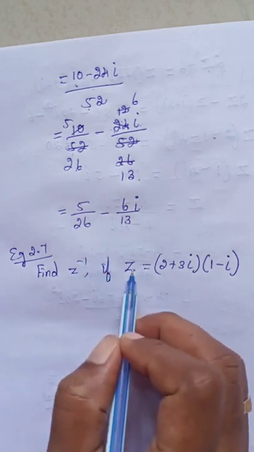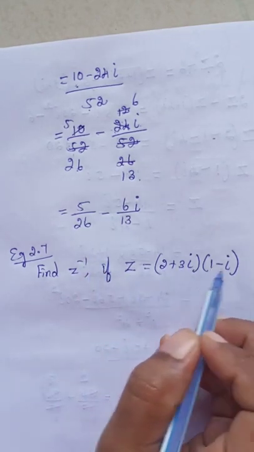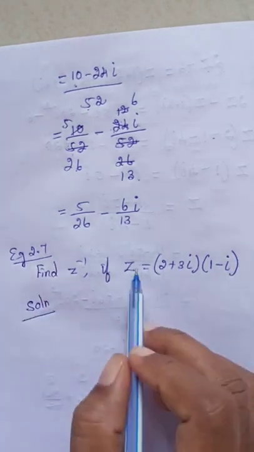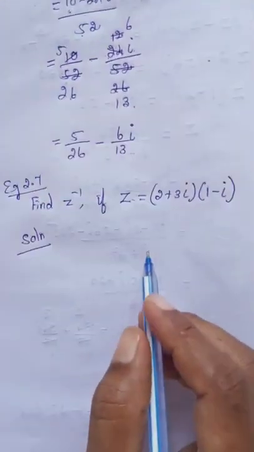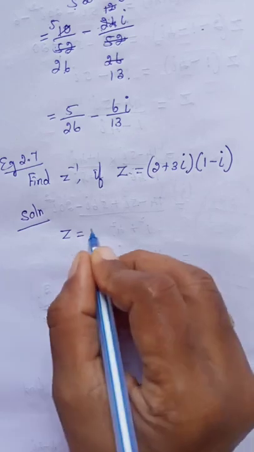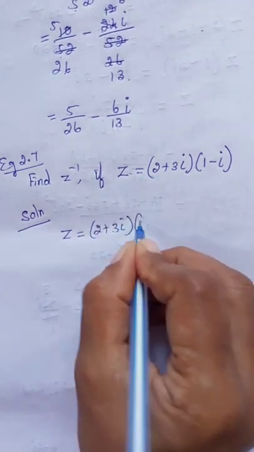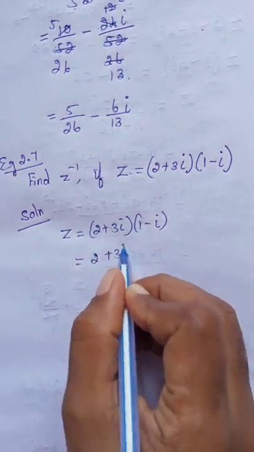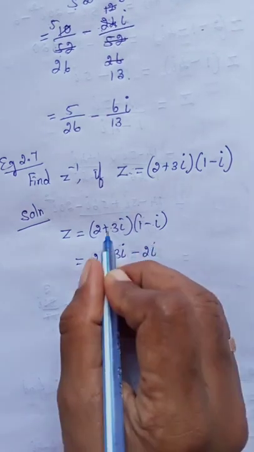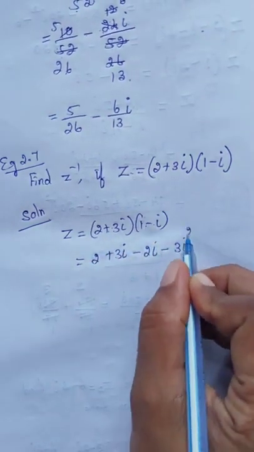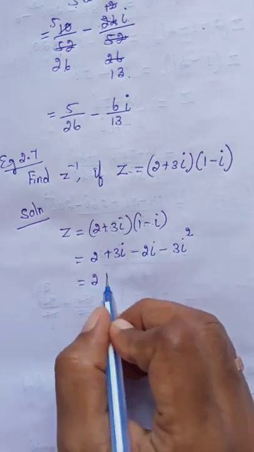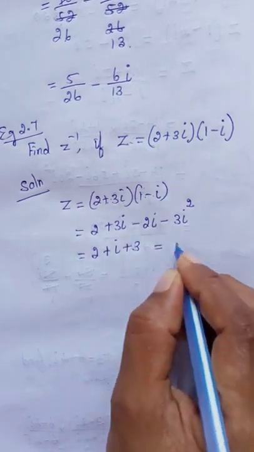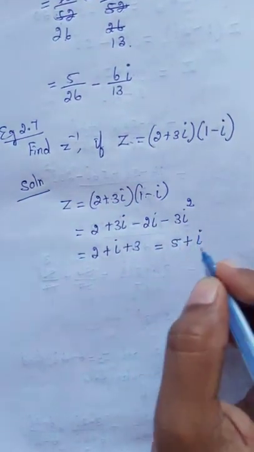Find Z inverse if Z is equal to 2 plus 3i into 1 minus i. So, first we want to know what is Z. This Z we will simplify, and then we will find what is Z inverse. See, Z is equal to 2 plus 3i into 1 minus i. Shall we multiply? This is 2 plus 3i, 2 into minus i is minus 2i, this is minus 3i square. So, 2 plus, i square, the value is minus 1, so it will become plus 3. So, we have got 5 plus i.